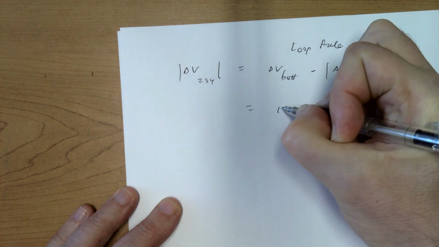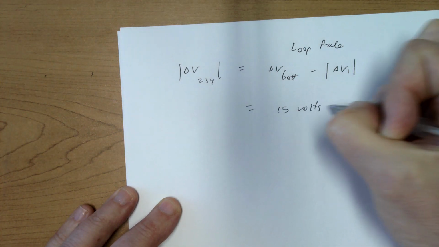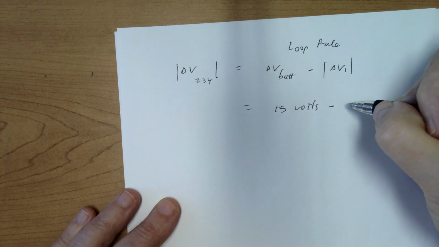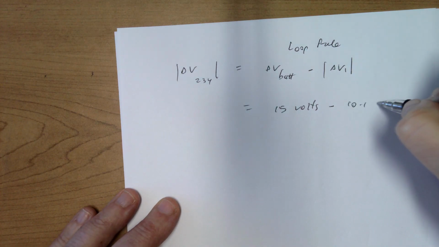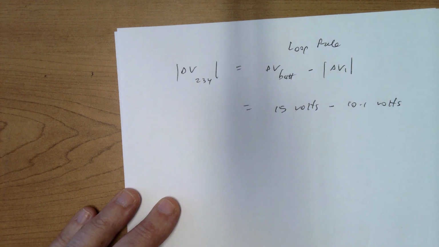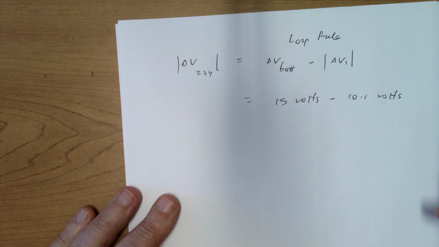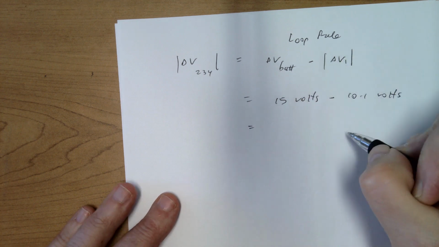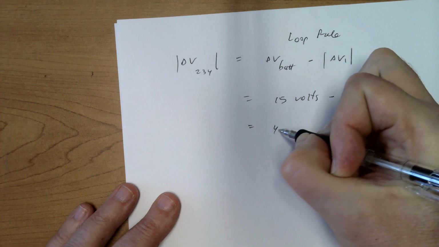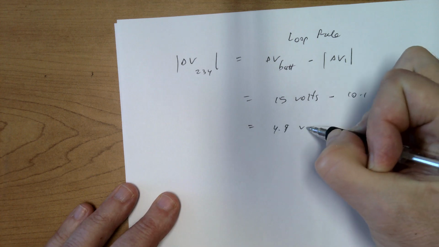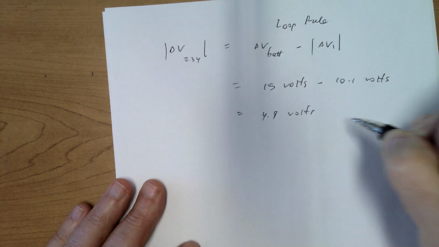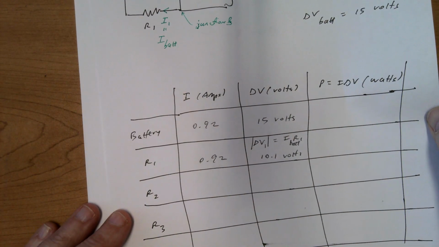And so this is 15 volts minus 10.1 volts. That's the magnitude of that voltage change. So that gives me 4.9 volts. Alright, I'm going to go back to my table and put that in.